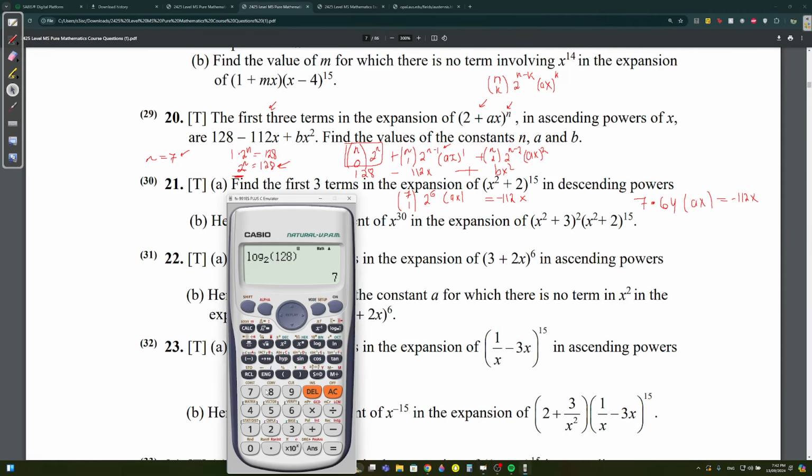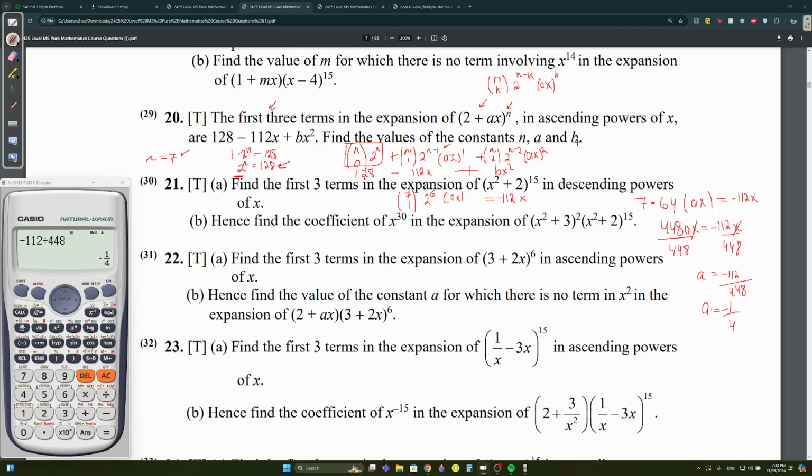7 times 64 is 448. So 448ax equals negative 112x. We can cancel x on both sides and then divide by 448 on both sides. We get a equals minus 112 over 448, which is minus 1 over 4. So you get a equals minus 1 over 4. We know now what a is, we know what n is. Can we finally find b? Yes. Let's see this expansion here.